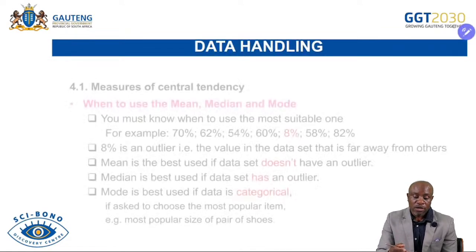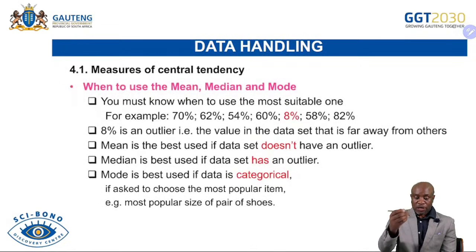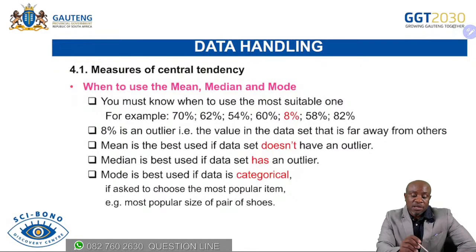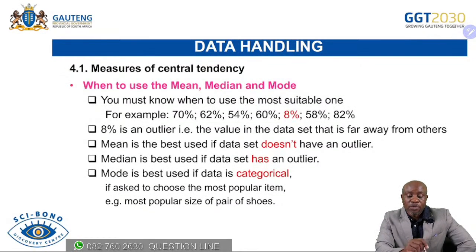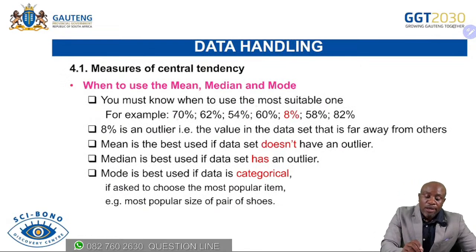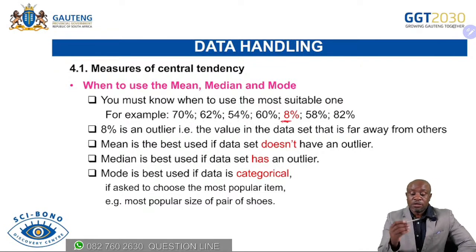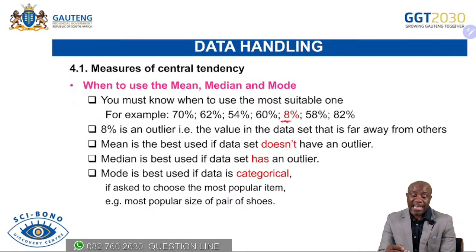And we are looking at, this is what I was talking about. I'm summarizing now: when to use the mean, the median, and the mode. So you must know when to use the most suitable one. For example, you have 70, 62, 54, 60, and there you are, you've got 8. And you're wondering, where did the 8 come from?